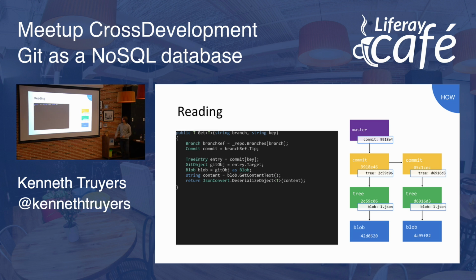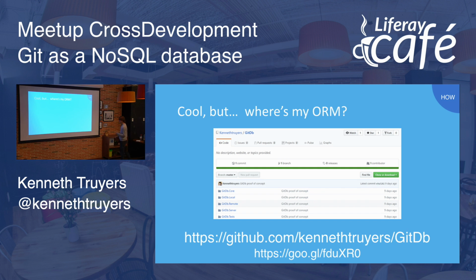So how do I now read that value back out? Well, we need to reverse the order. So we start on the master branch, get to the commit, get to the tree entry, get the blob. We read the text from there and then deserialize it again into an object of T and return that. So now I have my save and my get methods, and I can get all of that out.